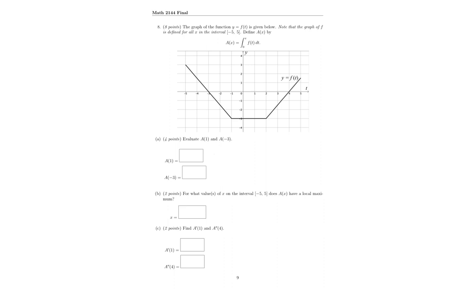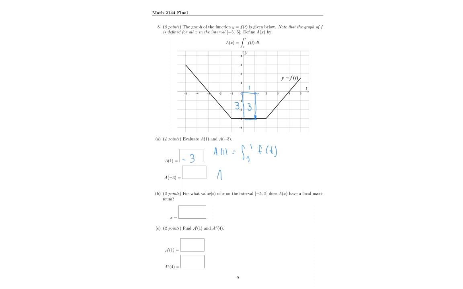So A of 1 is the same thing as the integral from 0 to 1 of f of t. So the question is, what is the area from 0 to 1 here? Well, that's like a rectangle. I'll say this has a height of 3 and a width of 1. 3 times 1 is 3, but it's below the axis, so we'll call this negative 3.